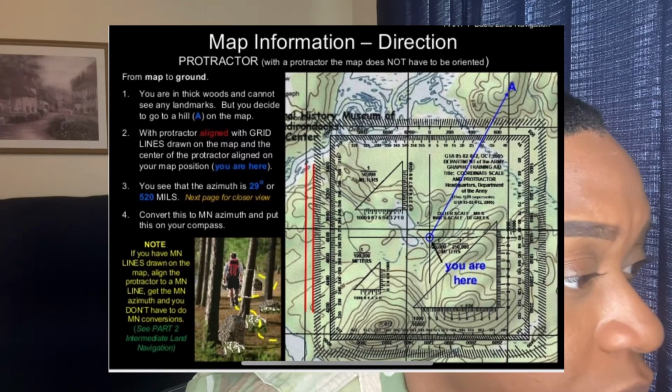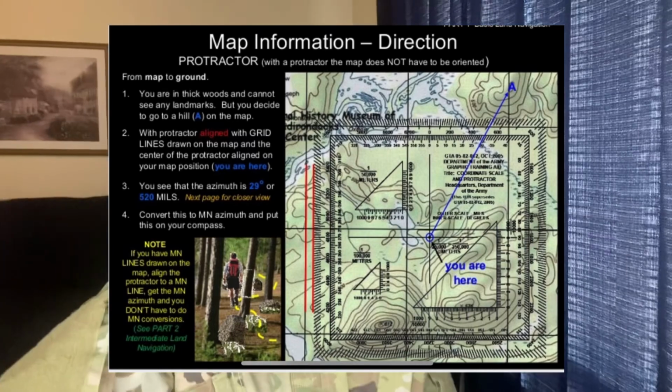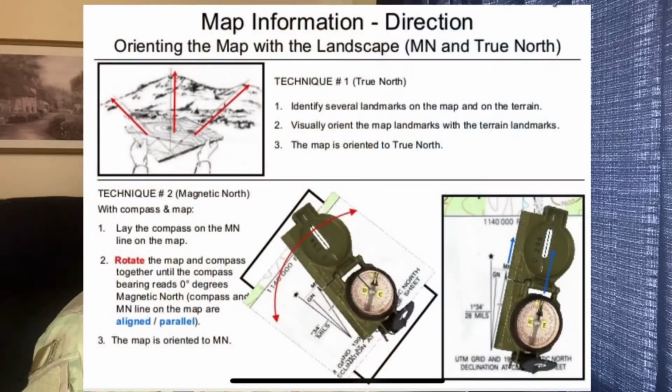Like I stated before, with your compass and orienting your map, you're going to lay your compass down on your map and orient like so, just like I said on the slide. Technique 1, your true north: you're going to identify several landmarks on the map and on the terrain. You're going to visually orient the map, move it around, matching the map landmarks with the terrain landmarks. The map is going to be oriented to your true north.